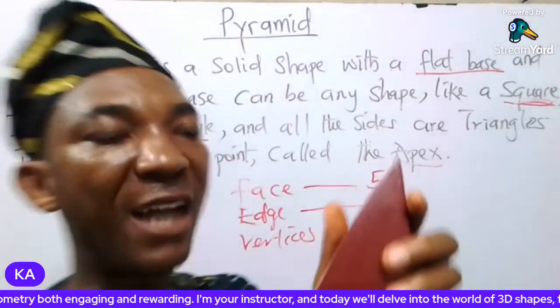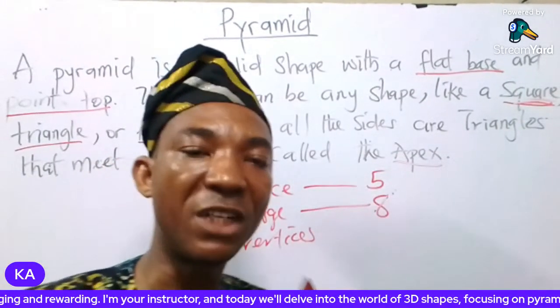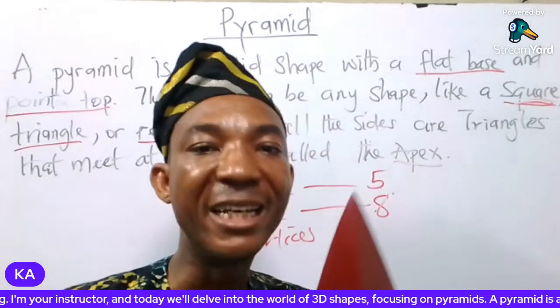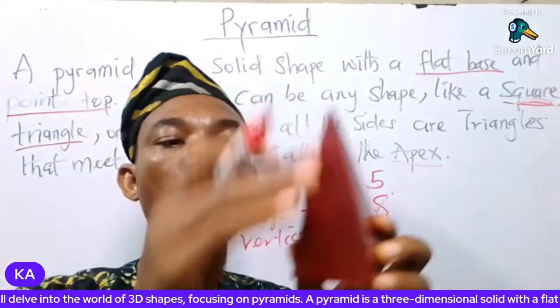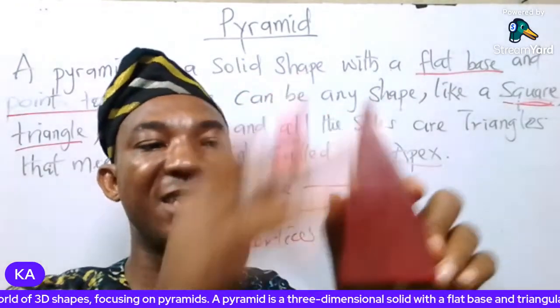Now let's move on to vertex. Don't forget, what's the definition of a vertex? Good. A vertex is a corner or a place where 2 or more edges meet. This is an edge.